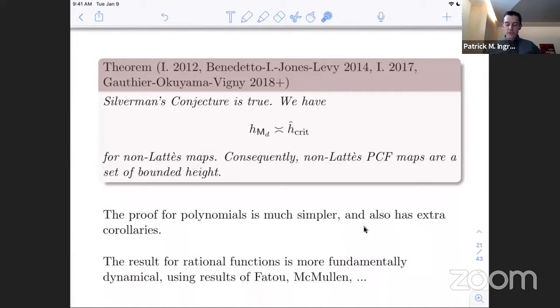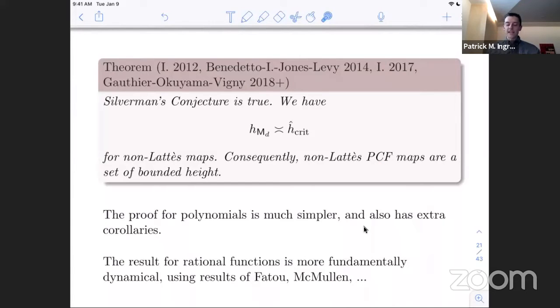So that was this first example. Rafe Jones, Alan Levy, Rob Benedetto, and I, a little while later, proved this consequence: the non-Lattes PCF maps are a set of bounded height. This was one of the motivating consequences of this conjecture, that the non-Lattes PCF maps would then be a set of bounded height, and so you get a finiteness result for post-critically finite rational functions.